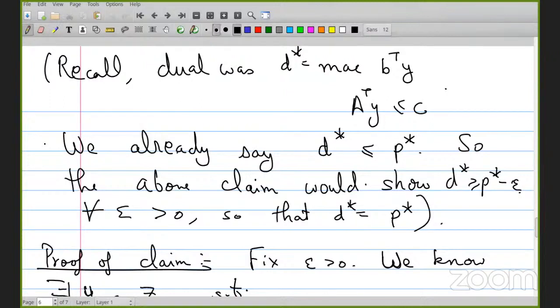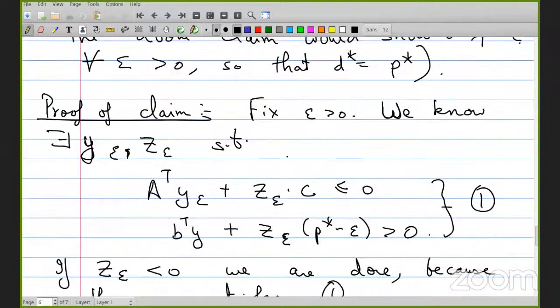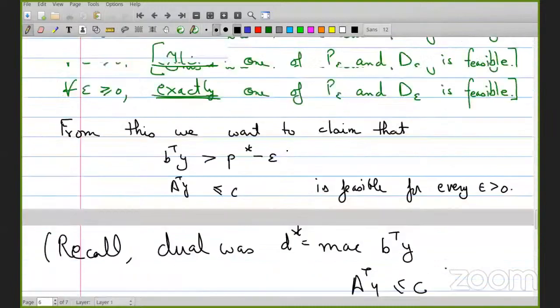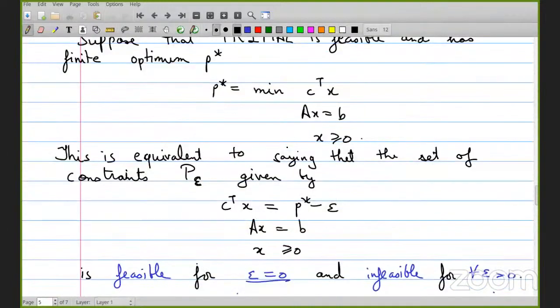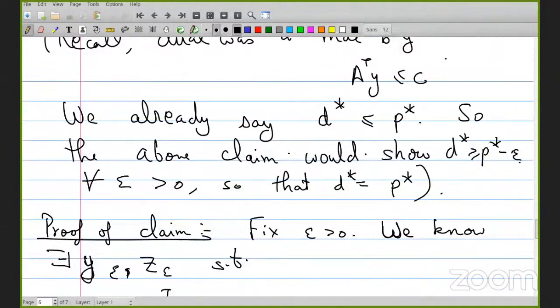Because we actually showed it will be at least P star minus epsilon for every epsilon positive, and we already knew from weak duality that D star is less than or equal to P star. Together, we therefore know that D star will be equal to P star. So that was under the assumption that P star exists and is finite. Under that assumption, we could get that D star is also equal to P star.